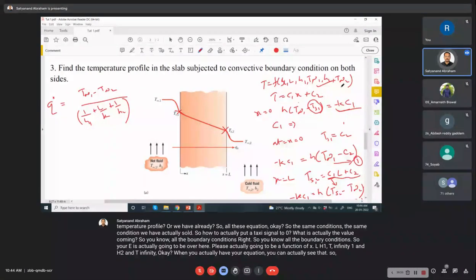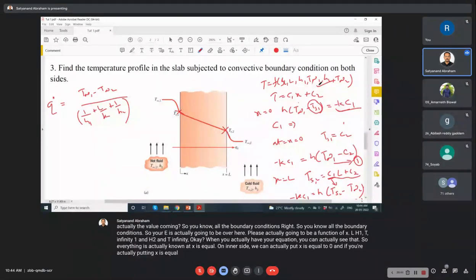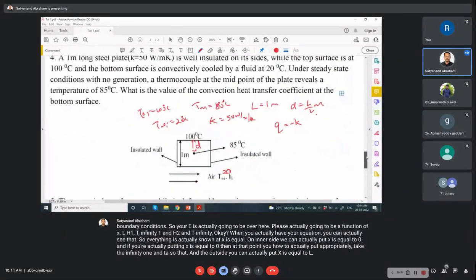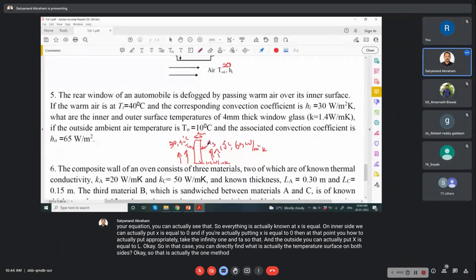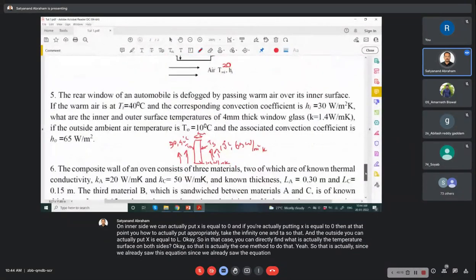So everything is known. At the inner side, we can put x equal to 0, and appropriately take T infinity 1 and Ts1. And on the outer side, you can put x equal to L. In that case, you can directly find the surface temperatures on both sides. That is one method. Since we already solved this equation, that is the best way to do this.